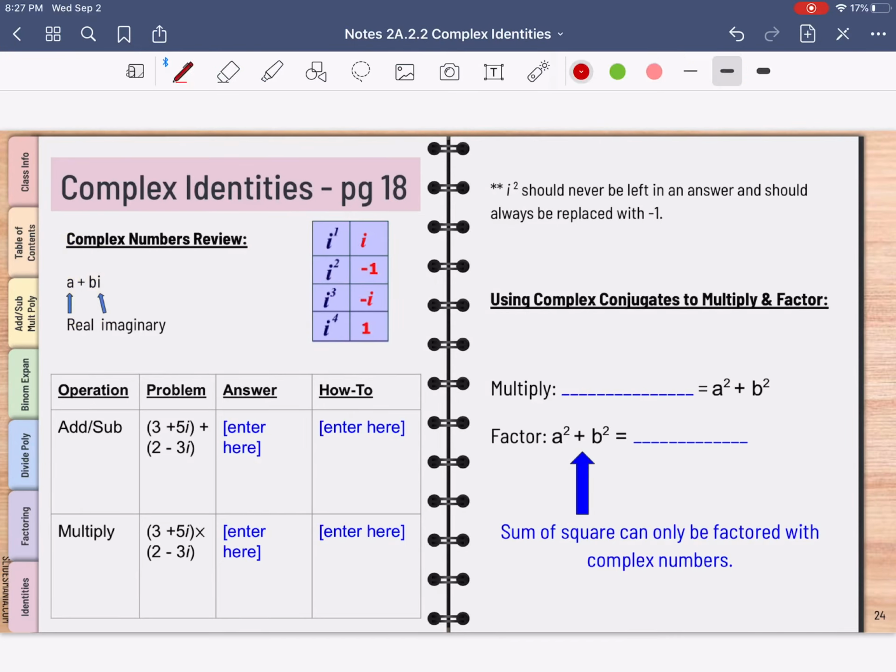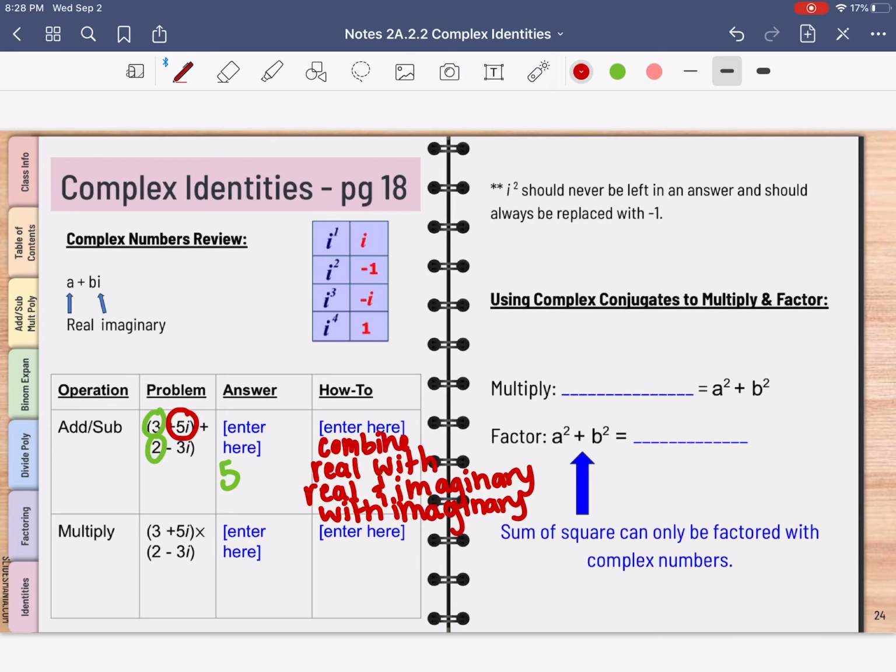Okay, so here's our little review of operations, adding and subtracting. When you type in your answers, you'll just go into these little text boxes. Mine are just handwritten. But your how-to for adding and subtracting is just combine real with real, and imaginary with imaginary. And you guys can change the text size to fit better in your little text box. Okay, so when I add real with real, I add my 3 and my 2 and I get 5. And then I add my imaginary, I add 5i minus 3i and I get 2i. And that's my answer, 5 plus 2i.